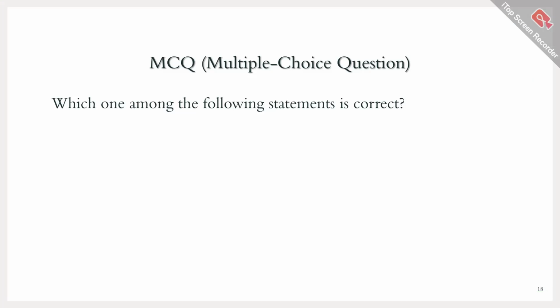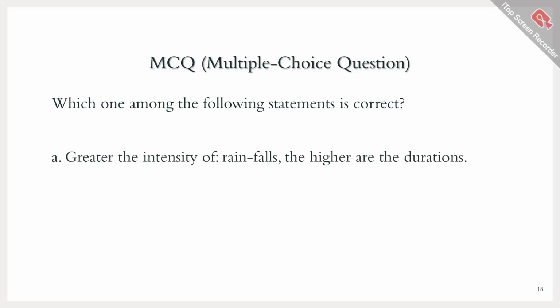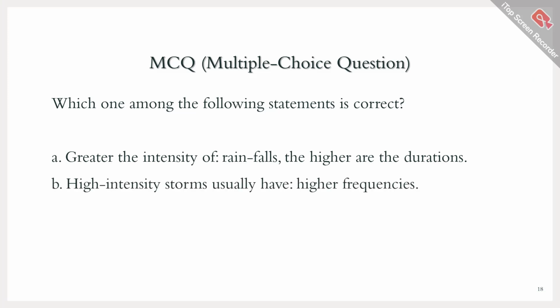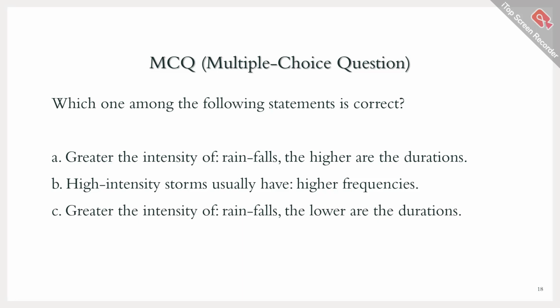Okay, no issues. Option A is greater the intensity of rainfalls, the higher are the durations. Option B is high intensity storms usually have higher frequencies. Option C, greater the intensity of rainfalls, the lower are the durations. And option D is intensity of rainfalls cannot be predicted.